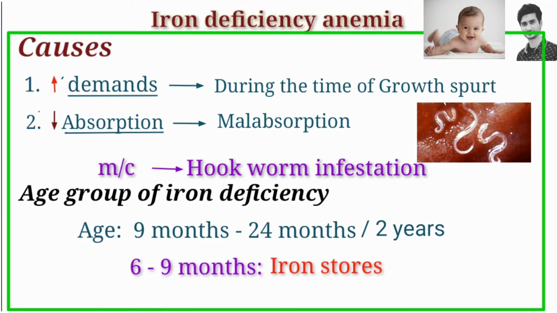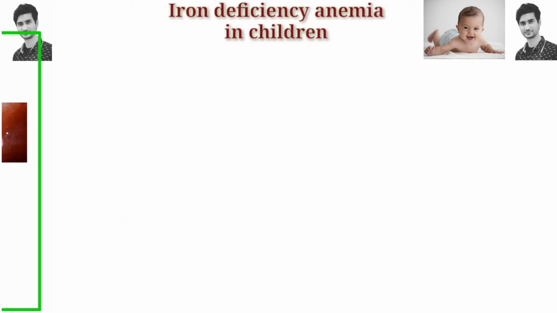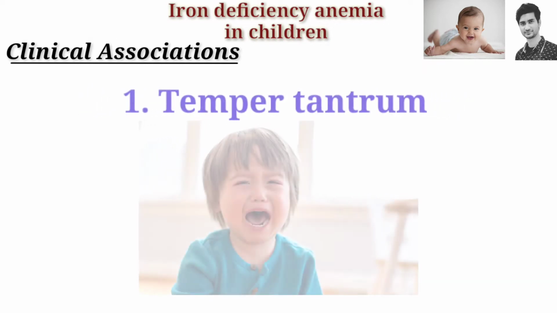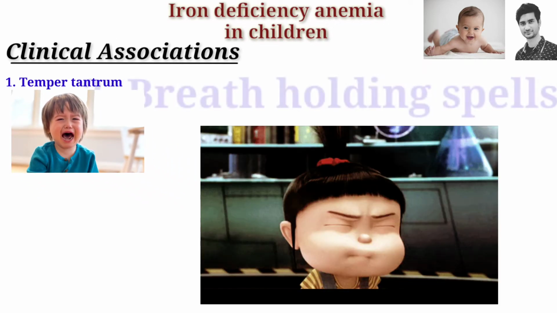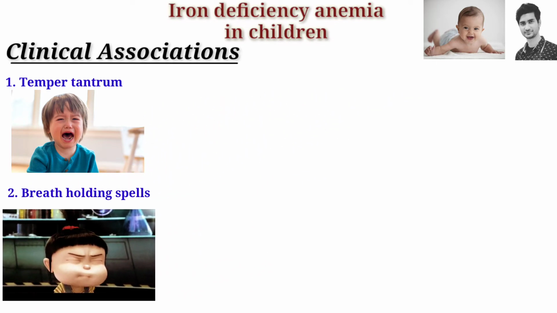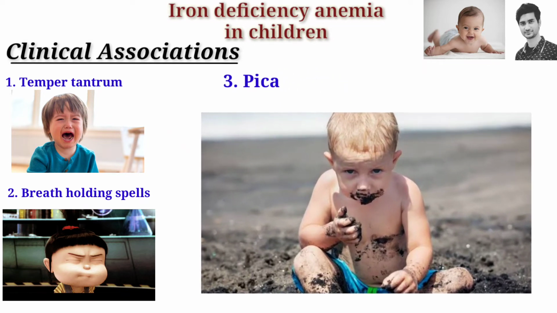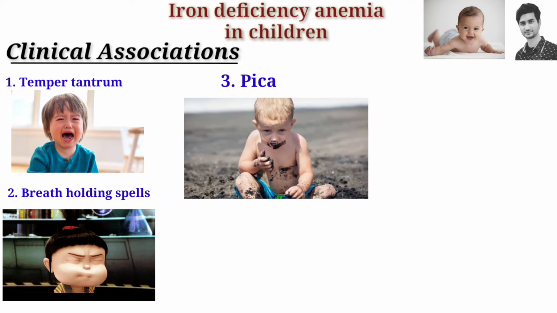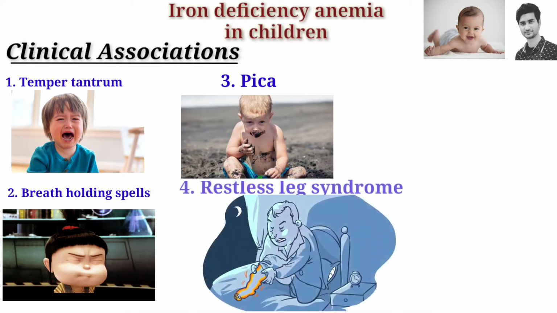Now, what are the associations of iron deficiency anemia in different clinical situations? There are 4 clinical associations you need to remember: temper tantrums, breath holding spells, number 3 is a condition where the child eats inedible objects, it's pica. Pica is both a feature as well as a cause of iron deficiency anemia. The 4th association is restless leg syndrome.